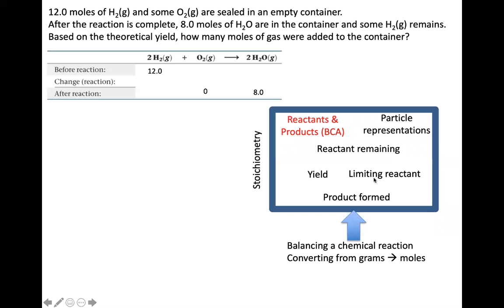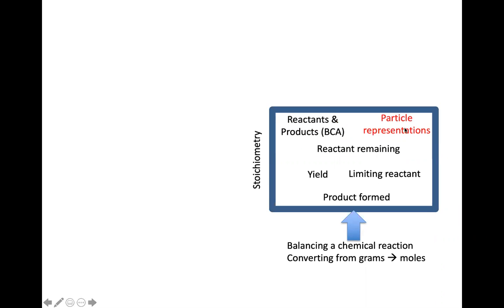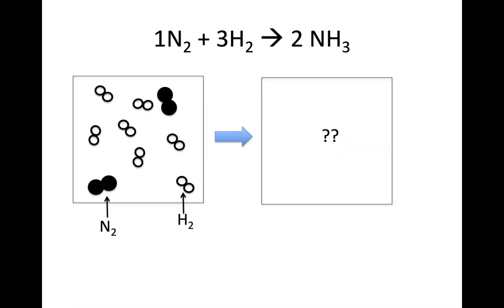Now, we've got two more types within the box that I want to bring up here. One of them is stoichiometry involving particle representations. We looked at particle representations earlier in the chapter when we looked to see, first of all, how do we make sense of a chemical equation? And we looked at how we had these particle representations describing what was going on. This would be an example.